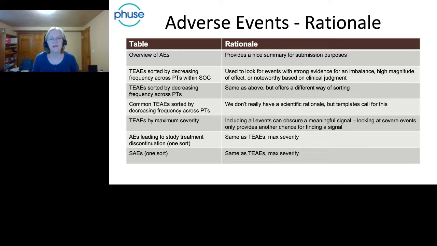So adverse events leading to study treatment discontinuation also have the same purpose. You're looking for imbalances between treatment and placebo with a focus on some of the more severe events, and same with serious adverse events, looking for imbalances to help decide what might be an ADR.